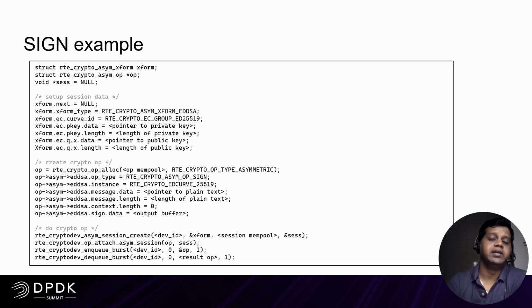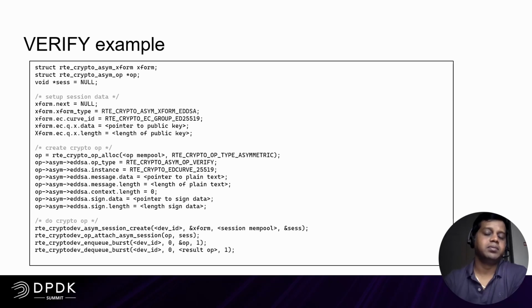Here is an example of EDDSA sign operation using curve ED25519. We need to give both private and public key as session parameters. Then crypto op type is chosen as sign and plain text is given as an input. Then as we choose instance as Edward curve 25519, context value is not required. So we just set it to 0. And finally, the resulting sign data will be in the output buffer.